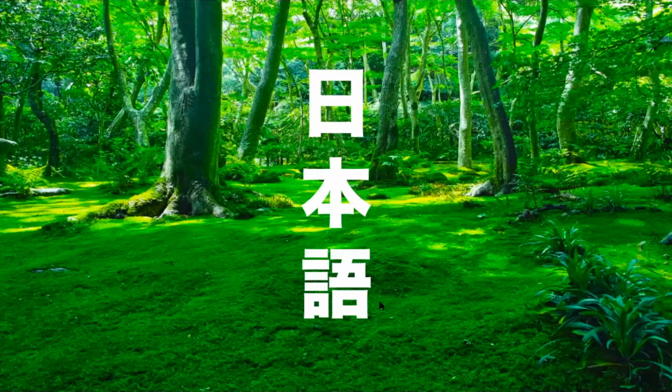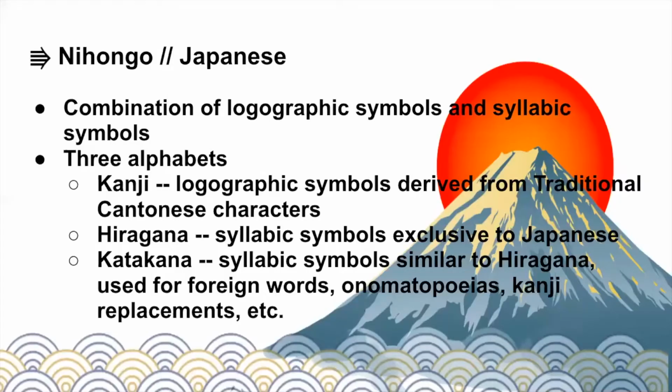All right, so I'm going to be talking about Japanese very briefly, the Japanese language. In Japanese, it's called Nihongo. It is a combination of logographic symbols and syllabic symbols. So it has three different alphabets.